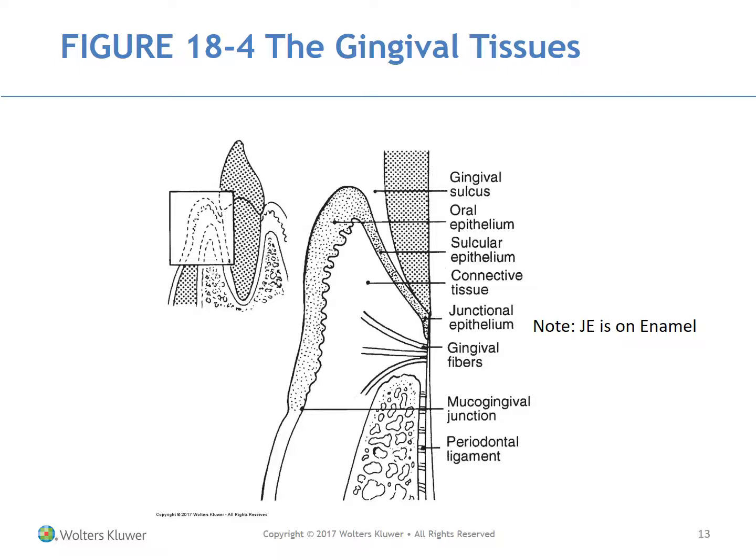So here, notice that the junctional epithelium is on the enamel. So maybe this tooth isn't erupted all the way, or sometimes it can be on the enamel, sometimes it can be on the cementum. Usually it's going to be on the cementum.